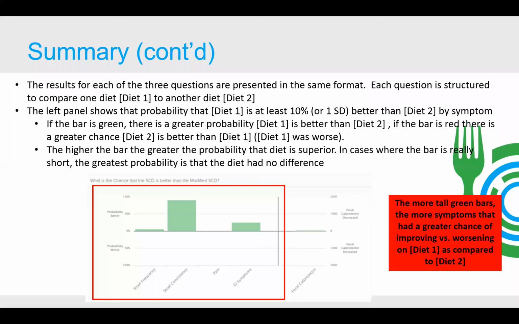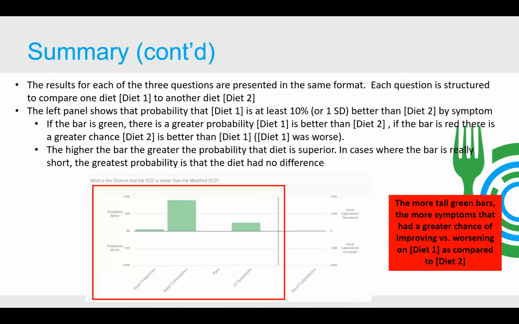And the left panel in this graph shows the probability that that first diet, in this case the SCD, is at least 10% or 1 standard deviation better than diet 2, which in this case is the modified SCD, and it's looking at that by symptom. If the bar is green, there's a greater probability that diet 1 is better than diet 2. In this case, SCD is better than modified SCD. If the bar is red, which we don't see here in this example, there's a greater chance that diet 2 is better than diet 1. So in that case, modified SCD is better than SCD, or the converse, that the SCD is worse than the modified SCD. The higher the bar, the greater the probability that the diet is superior.